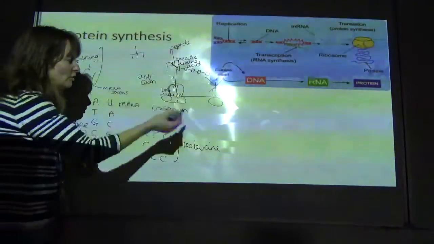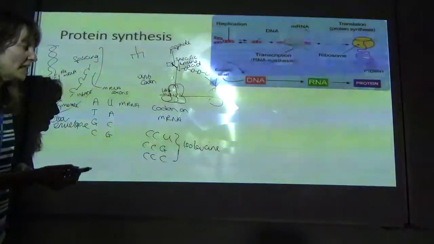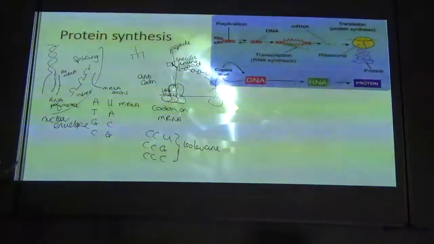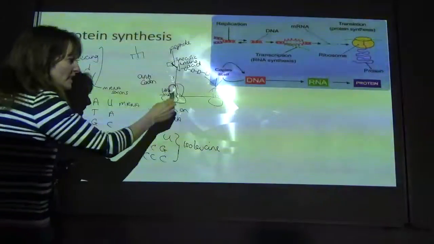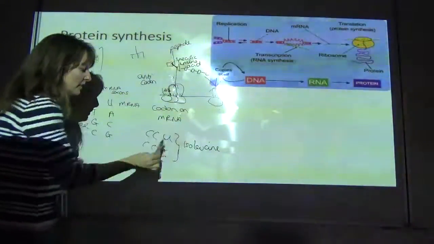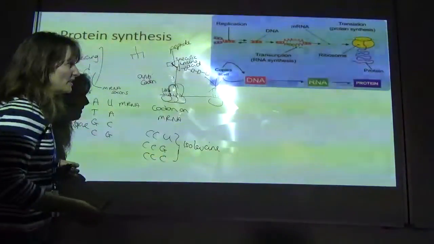Once you've made that with your ribosomes and your rough endoplasmic reticulum, it may then be transported in a vesicle to the Golgi for modification with carbohydrates. So it's important that this base sequence stays the same, because if the base sequence is different, then that could change the amino acid that you code for.